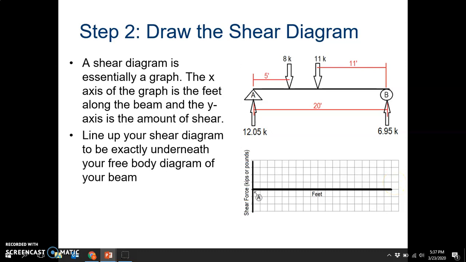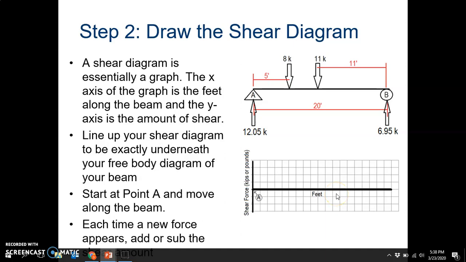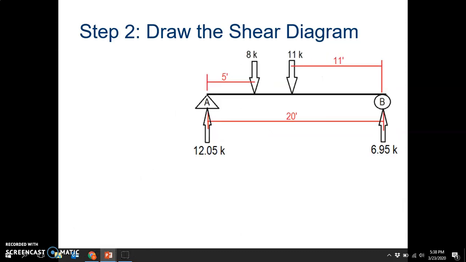Line up your shear diagram to be exactly underneath your free body. So we start here and we end here. We want everything to be lined up perfectly, and that'll make more sense why later. We will start at point A and move along the beam and map out the shear at each point. And each time a new force appears, we will add or subtract the shear amount.